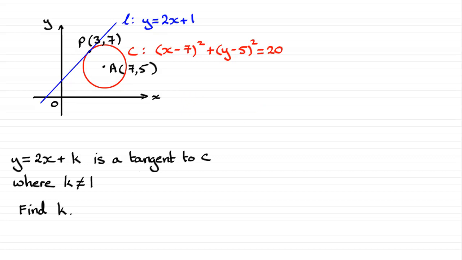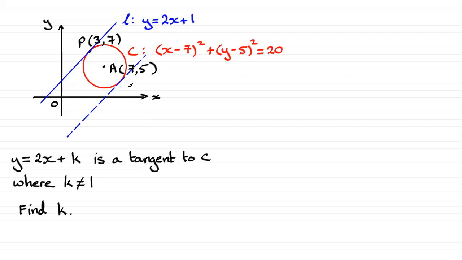Now for this next part, we're told that y equals 2x plus k is a tangent also to the circle C, where k doesn't equal 1. And we've got to find that value of k. Well, clearly it's not this tangent, because that will be when k equals 1. But because it has the same form as this line here, it's got the same gradient. It must be a parallel line to the line L. So if I was to sketch that on, it's got to be this line here.